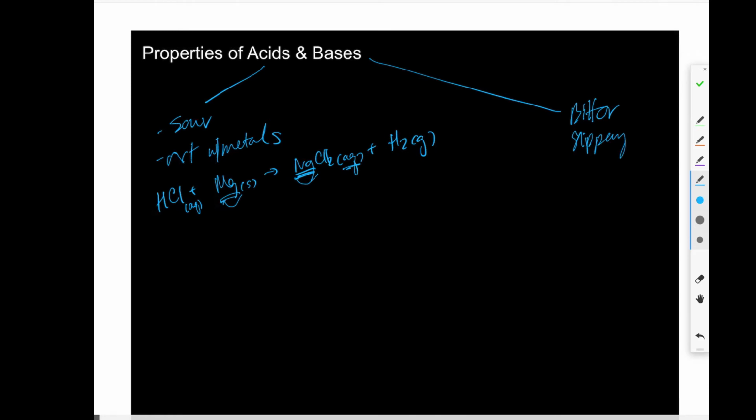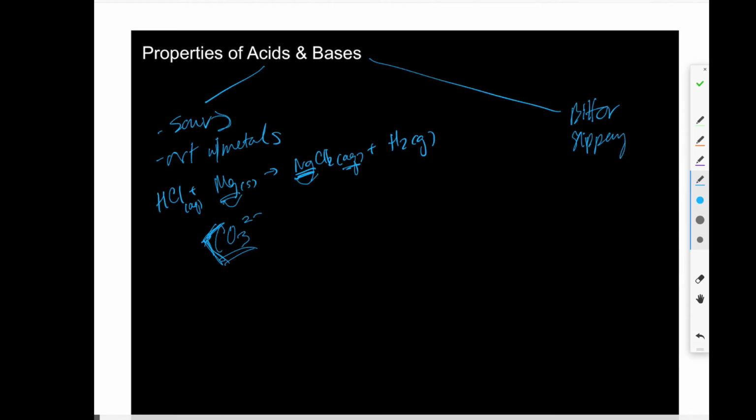But bitter and slippery, a lot of cleaning products are basic. So going back to where we would find these: sour, a lot of foods, for acids, since they react so well with metals and certain metal compounds, like carbonates, for example, which tends to be one of the common things that lead to deposits around sinks and things like that. Things like CLR and whatever that are meant to remove deposits often contain acids.